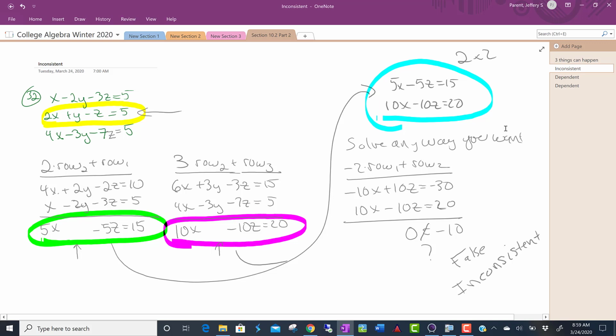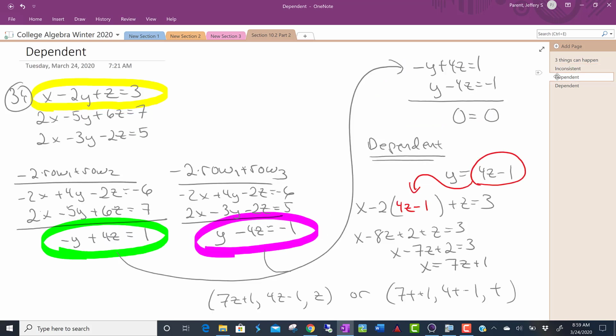Let's take a look at some other things that can happen when you're solving a 3 by 3 system of equations. Now, it's back in the first video that you actually find solutions for x, y, and z in terms of numbers. But there's other things that can happen as well. So let's take a look at example 34.